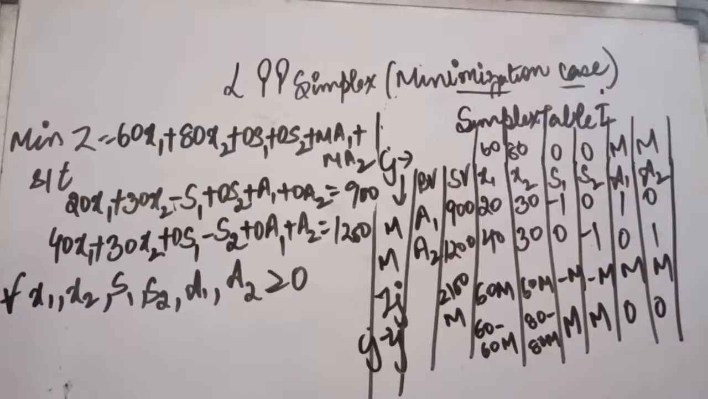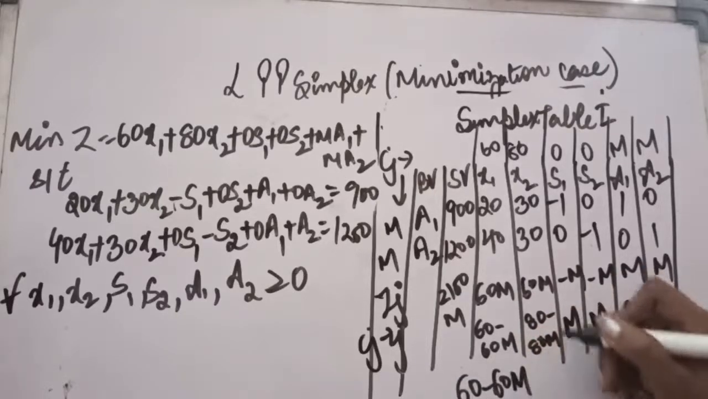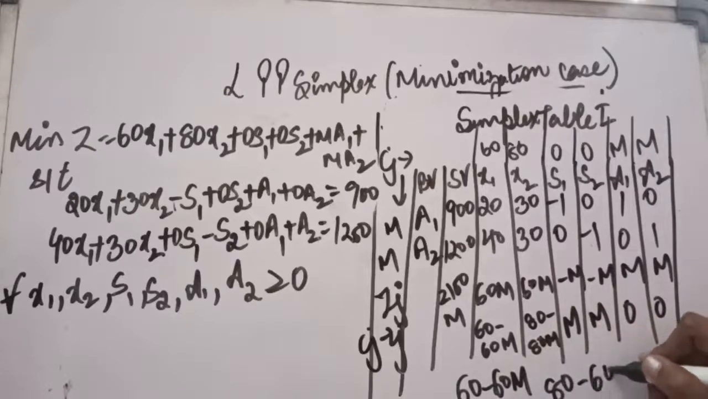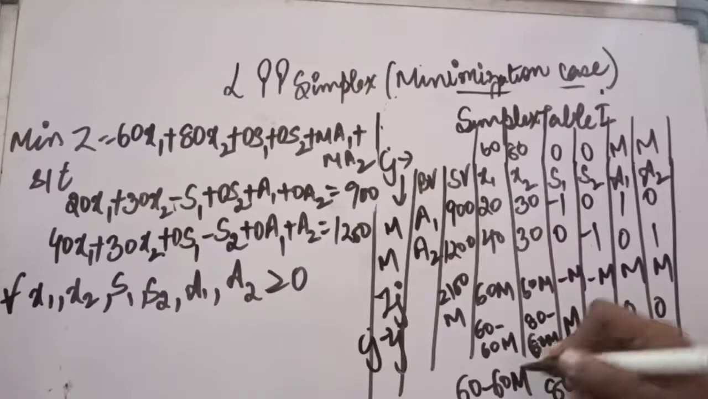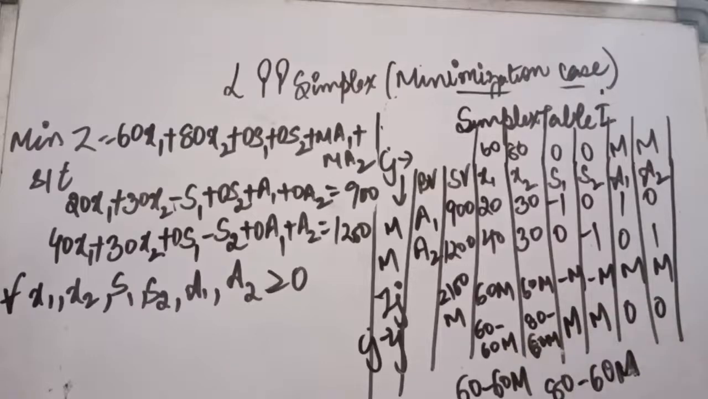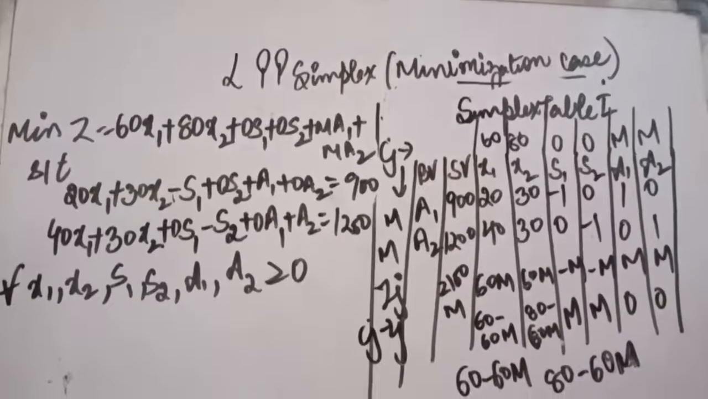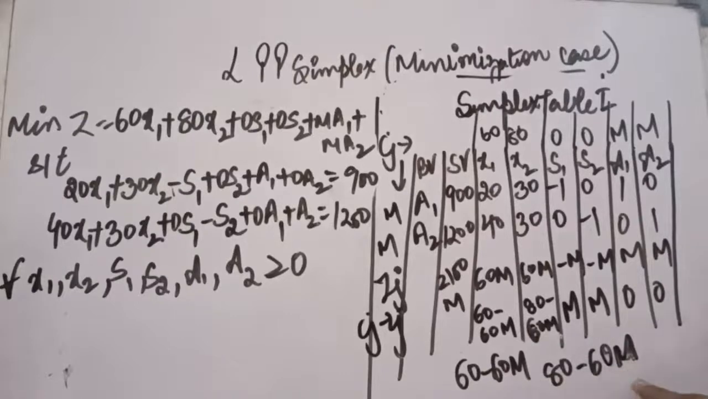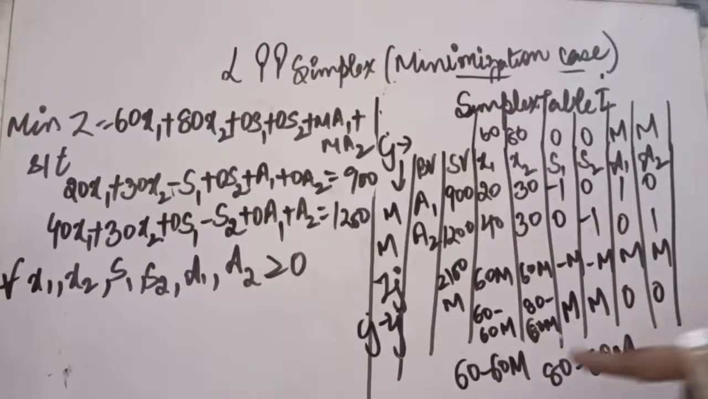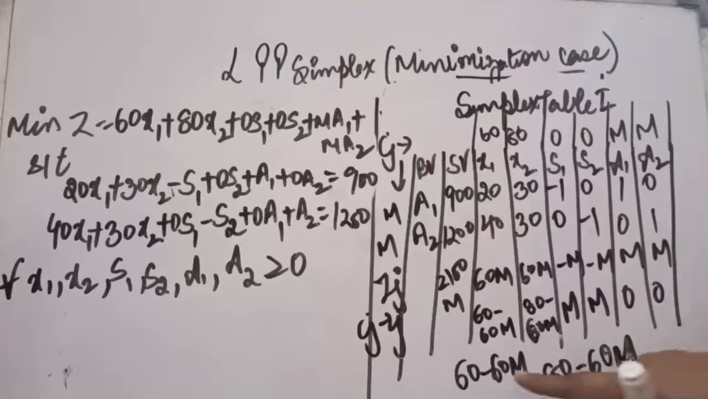Now what we have to do is, in case of maximization, we choose the maximum value from here. Now this is the problem of minimization, so we will choose the minimum value. First of all, you will see at your M's. Where are the negative M's? This value is 60 minus 60M, and this value is 80 minus 60M. So these are the two values where M is negative, and out of these two values, one will be selected. So you have to see the value that is written just next to M. Here it is 60, here also it is 60. If they were different values, we would have chosen the lowest value. But it is the same value.